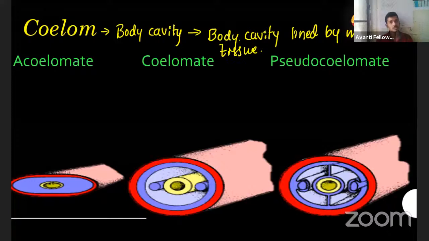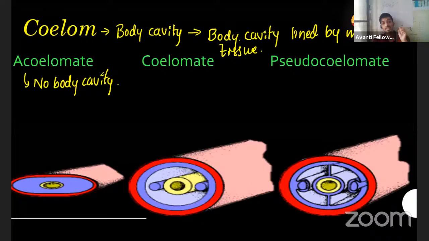Based on that, we classified three things. One is the acoelomate, another is the coelomate, and the third one is the pseudocoelomate. These are triploblastic animals, you remember that, right? Acoelomate means no body cavity. There is no body cavity.